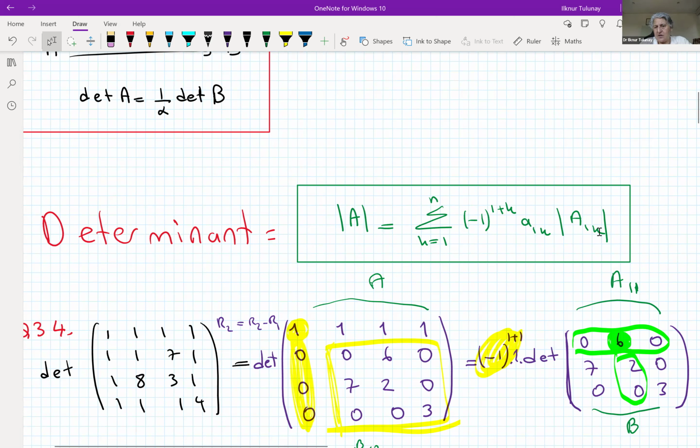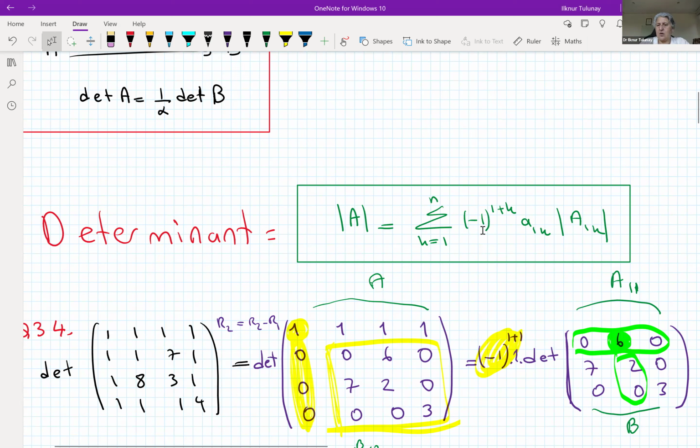So this 1 is fixed for this case. You can fix any i or j. And as a matter of fact, if you have lots of zeros in one row or lots of zeros in one column, we open up with respect to that row or that column so that our calculations will be a lot shorter, a lot easier.